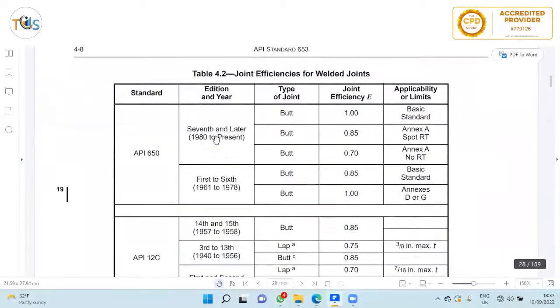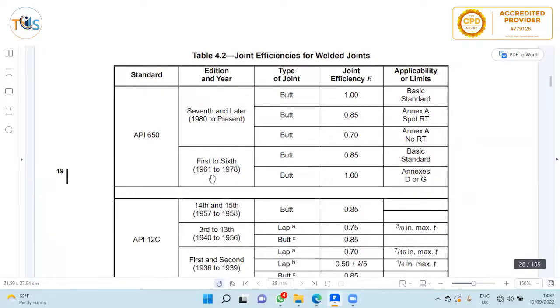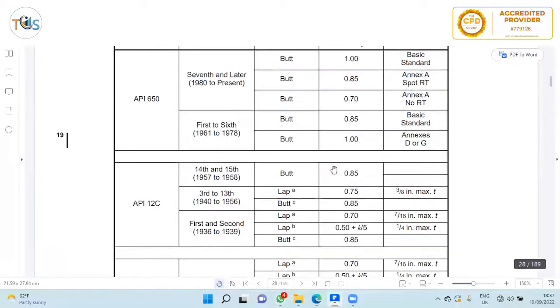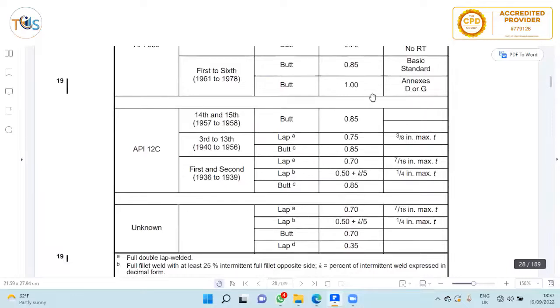And Table 2 is about the joint efficiency. So practically it says that if it's built according to an API 650 tank, 7th and later edition, 1980 to present, then for butt weld, if you use full radiography it is 1, if it's spot radiography it is 0.85, and if there is no RT it is 0.7. And if it was an older one, from 1961 to 1978, then it is 0.85, unless Annexes D or G apply to that.